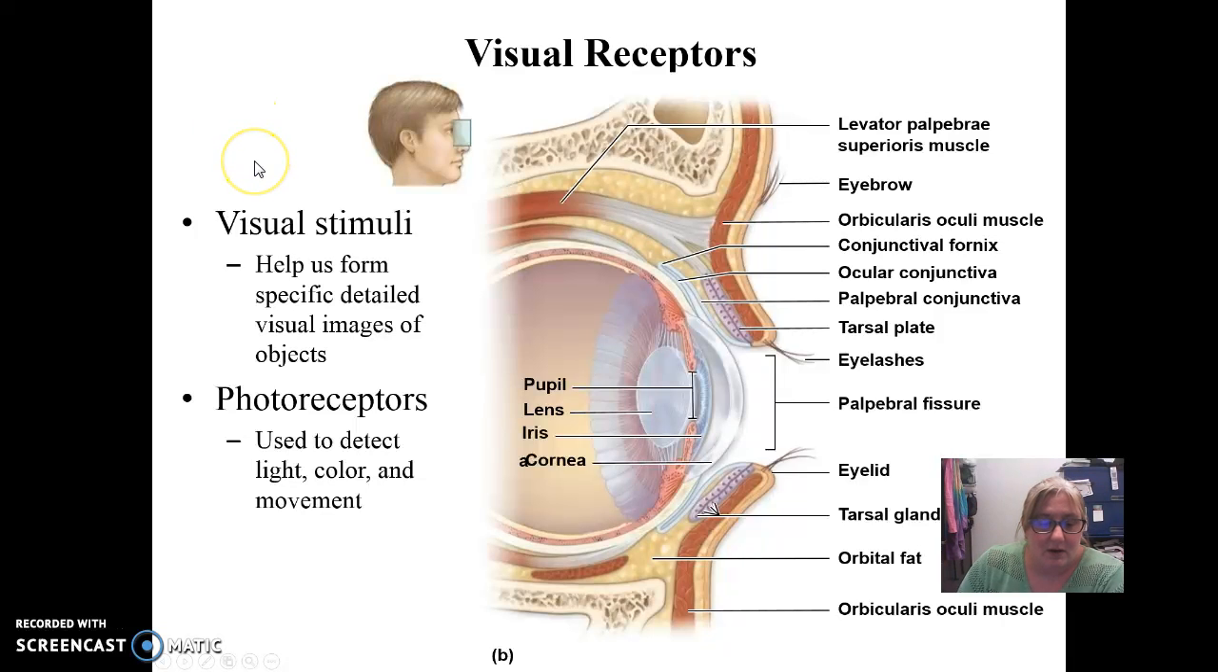We're going to stop here and we will start on vision in the next mini lecture.